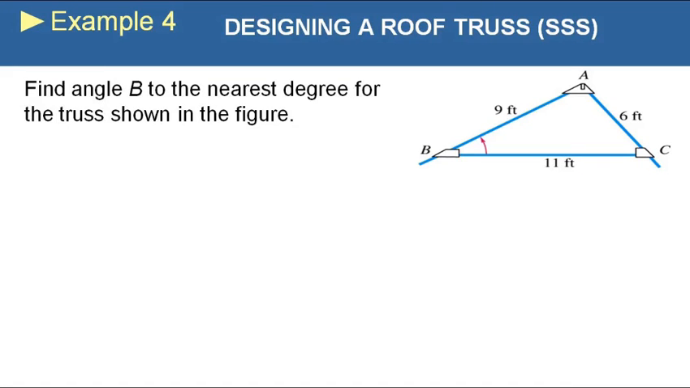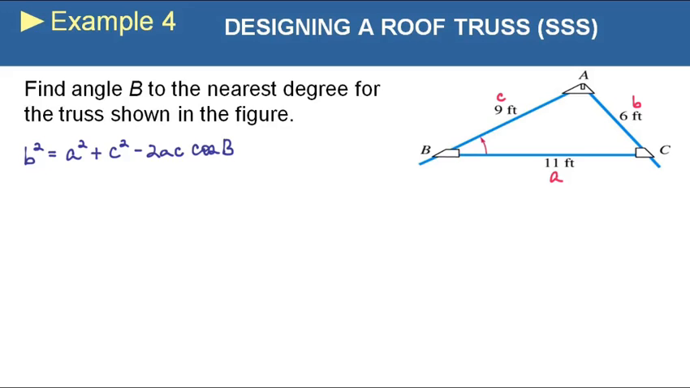And here's one more example. We have this truss situation. We want to find B to the nearest degree. So this is another side, side, side. And so we'll have to use the law of cosines to get started. Now, ordinarily, I would want to use the law of cosines to find angle A. But since I don't have to find all the angles, I'll use the law of cosines to find angle B.